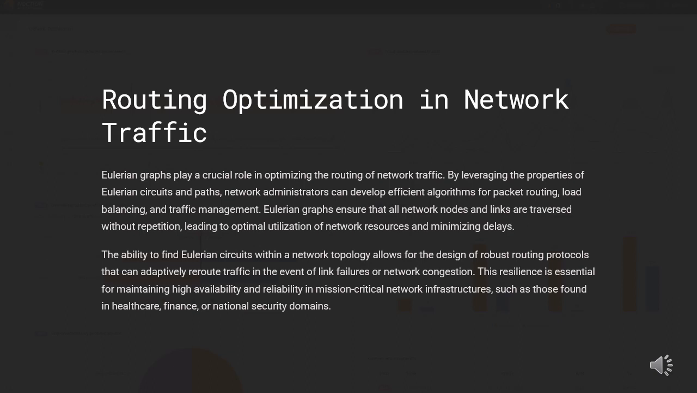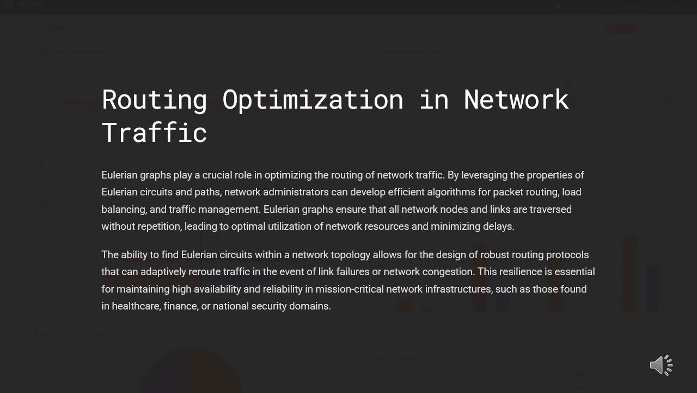Eulerian graphs ensure that all network nodes and links are traversed without repetition, leading to optimal utilization of network resources and minimizing delays. The ability to find Eulerian circuits within a network topology allows for the design of robust routing protocols that can adaptively reroute traffic in the event of link failures or network congestion.